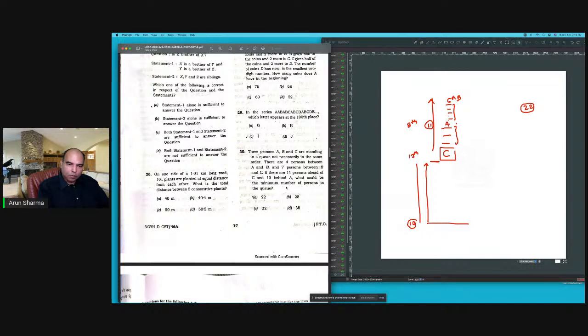All the conditions are met. What will be the minimum number of persons in the queue? All the conditions are met here. Is 22.